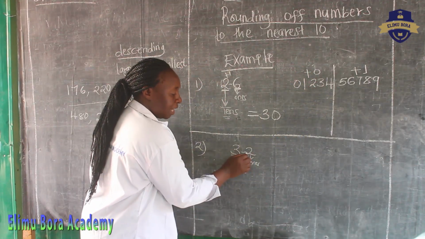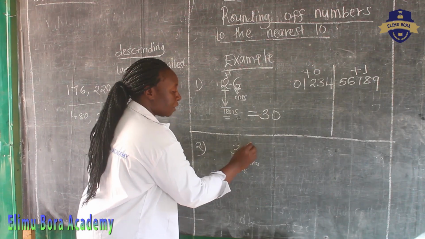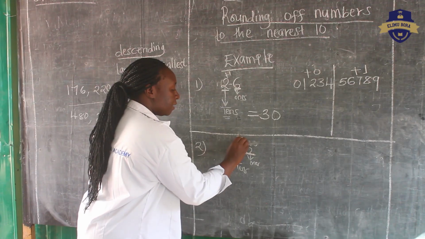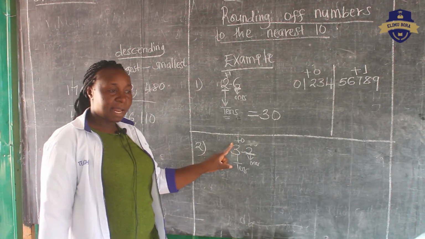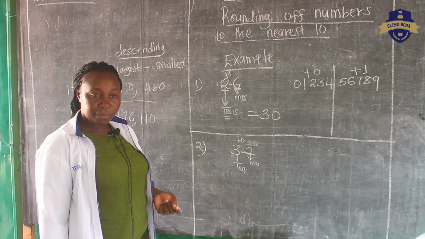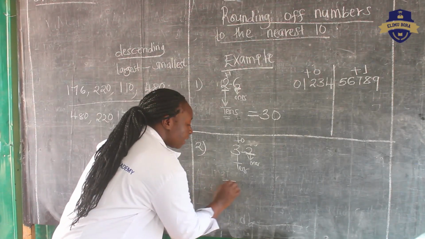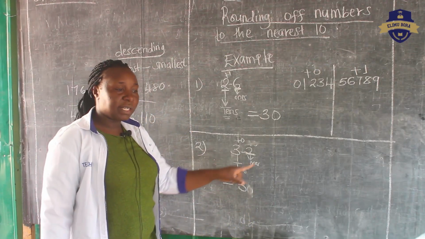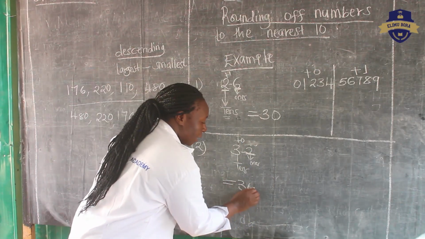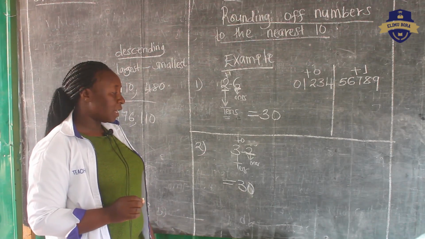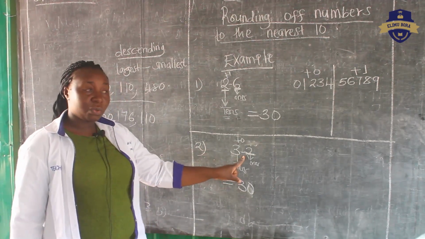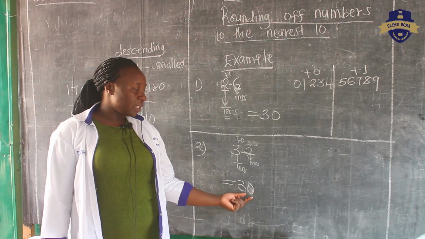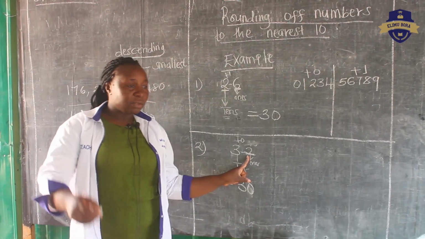So because this number here is number 2, haijafika 5, tutasema plus nini? Plus 0. Then you say 3 plus 0. What do you get? 3. Very good. Then what are we going to do to these 2 here? 2 will turn to 0. Alafu tutaandika hivyo. Tunaelewana vizuri? So when you round off number 32 to the nearest 10, it goes back to 30. Mbona tunarudisha 30? From number 32 back to 30.